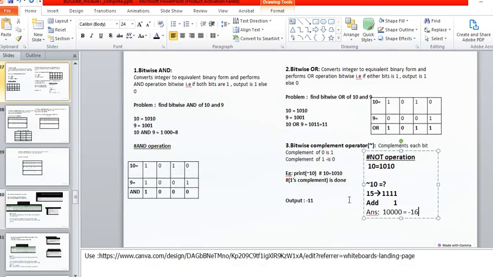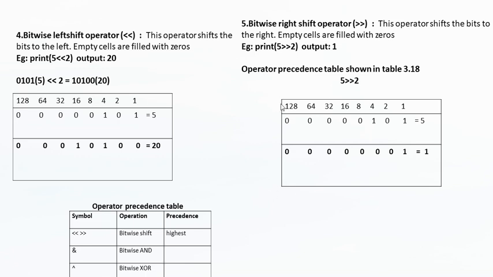Okay, so now coming to the right shift, you just do the right shift in a similar way. See, this is 5. If you do a right shift, what happens? You lose these two values, and the empty places will be filled with 0. So this is your final output. So basically the output is 1.